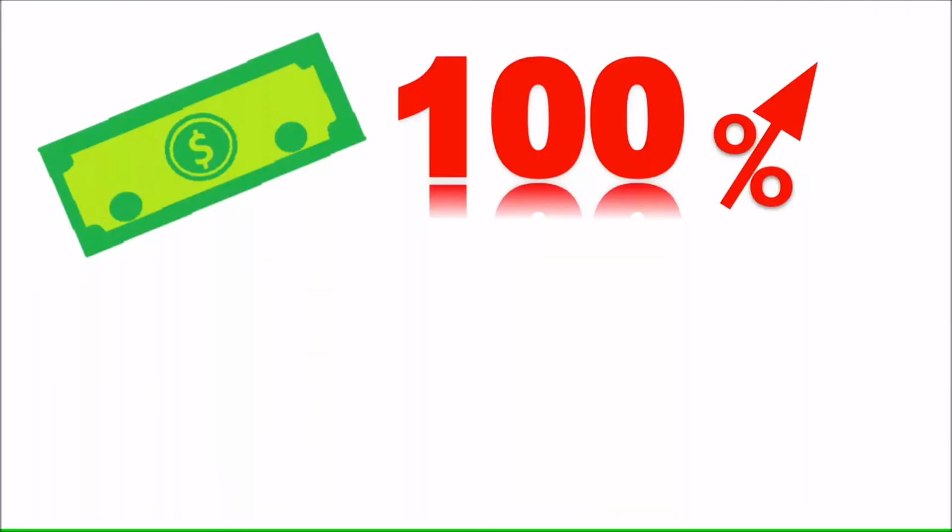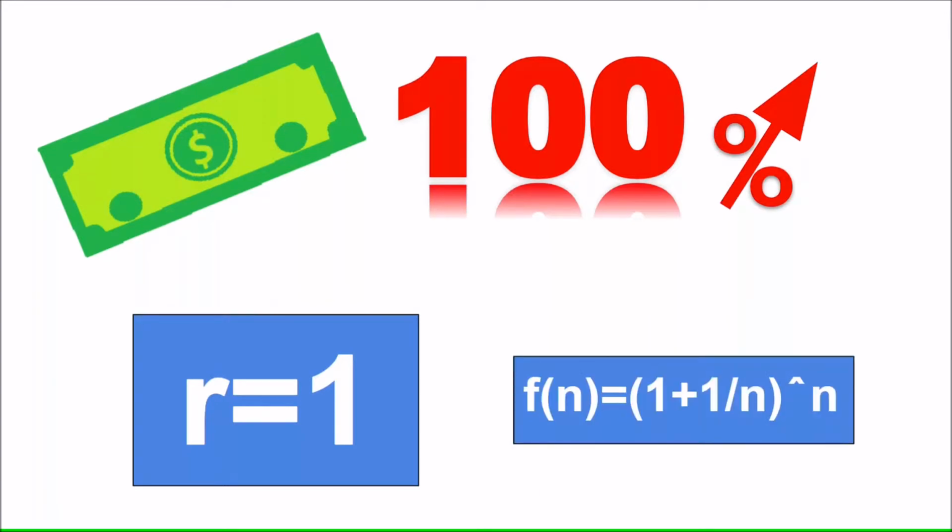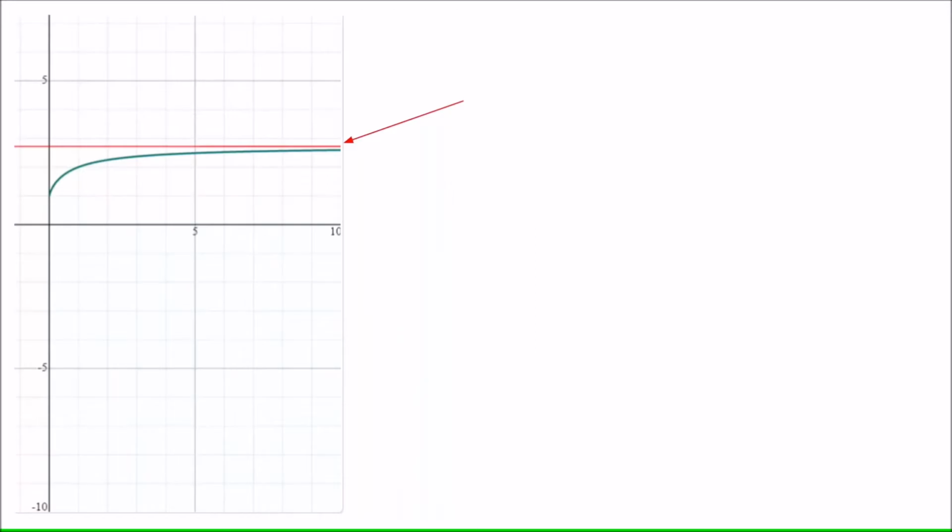Now suppose that you have $1 invested at 100% interest, or r equals 1, compounded n times for 1 year, as represented by the function f of n equals (1 plus 1 over n) to the power of n. Now, as n gets very large, interest is continuously compounded. So let's look at the graph of this function, which is right here. As you can see, the function has a horizontal asymptote.